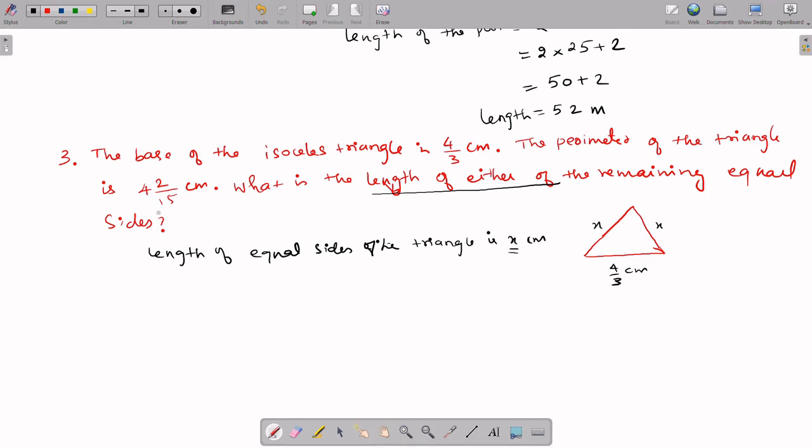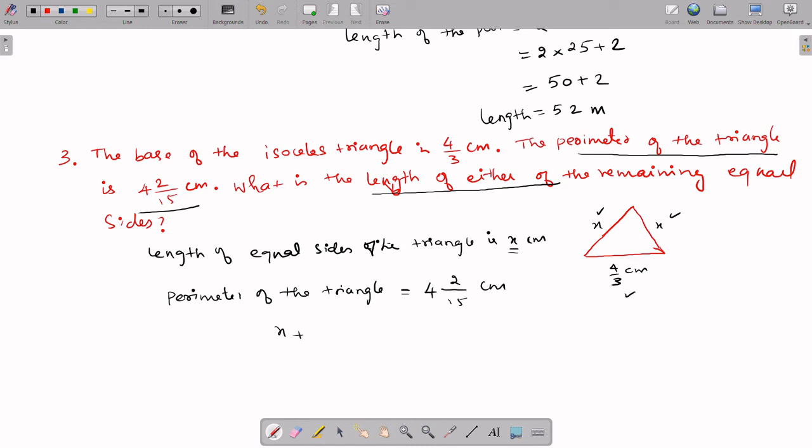Okay, after writing this, we have to find out the perimeter. The perimeter of the triangle is given to be 4 2/15 centimeter. That is given in our problem. What is the perimeter formula? Perimeter is the sum of all the sides. So we have to add these sides: x plus x plus 4/3 is equal to 4 2/15 centimeter, which is given.